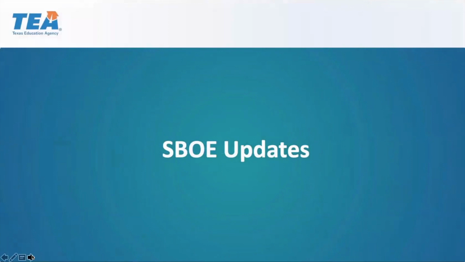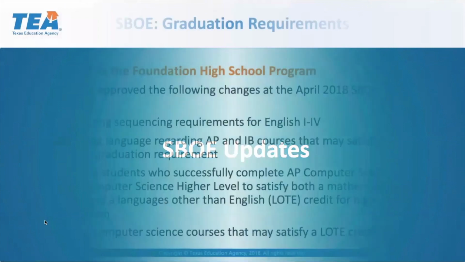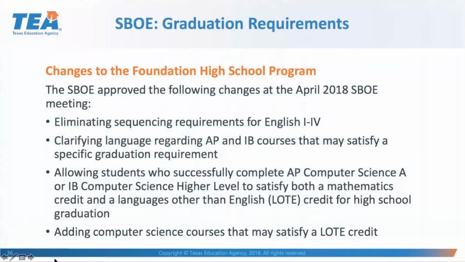So I'd like to take a moment to switch gears to briefly discuss a few updates from the State Board of Education. As you all know, the State Board of Education has made some amendments to the Foundation High School program, specifically under Section 74.12. They amended it to eliminate course sequencing for requirements in English language arts under the Foundation High School program.